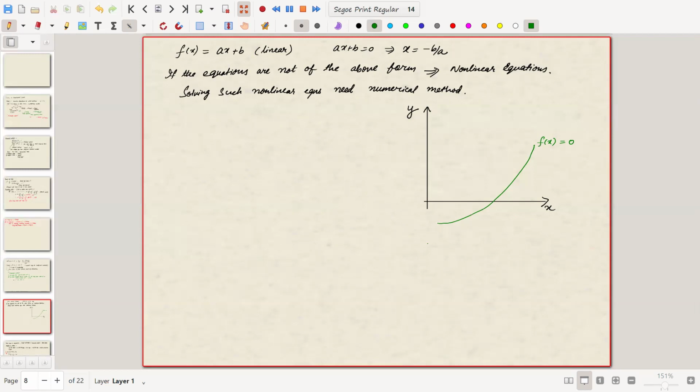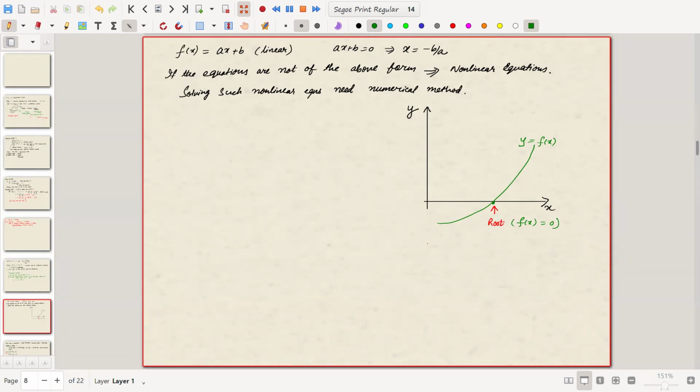So the root will be wherever it intersects. Straightforward, right? So this is the root. Okay. This is the root because this is the value of x which makes f(x) to be 0. It's wrong here to write this. Y equals f(x). And this is the point, the root, where f(x) is equal to 0. Fine. Now our job is to find this value of x so that we can tell that yes, we have found the root of this equation.